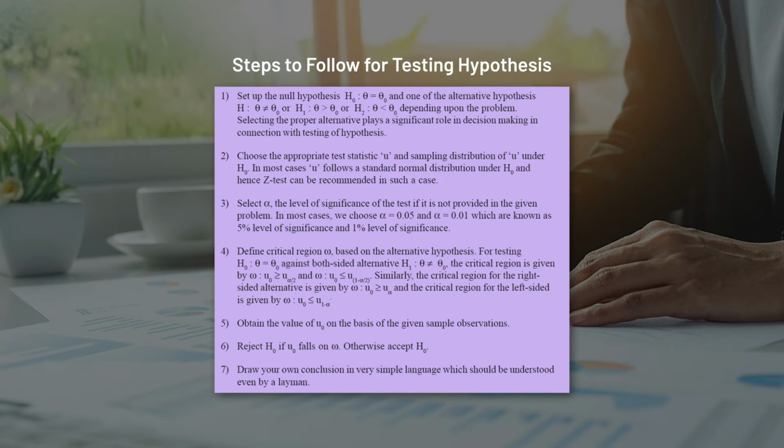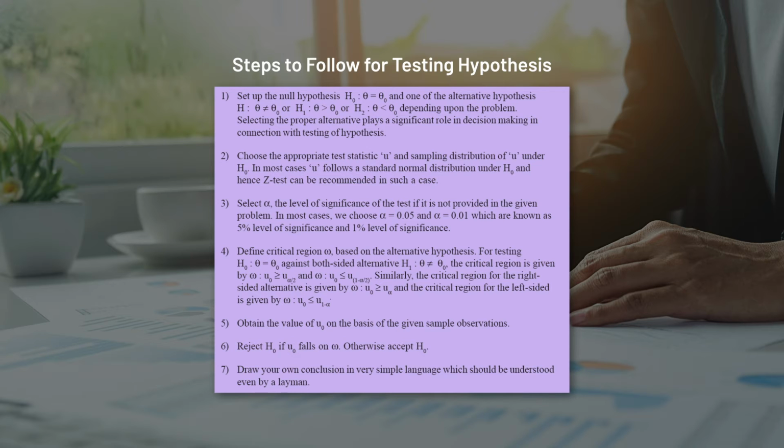Set up the null hypothesis, where H0 is the null hypothesis, theta equals theta 0, and one of the alternative hypotheses: theta is unequal to theta 0, or H1 where theta is greater than theta 0, or H2, the alternative hypothesis, depending upon the problem. So select the proper alternative, which plays a significant role in decision making in connection with testing of hypothesis.